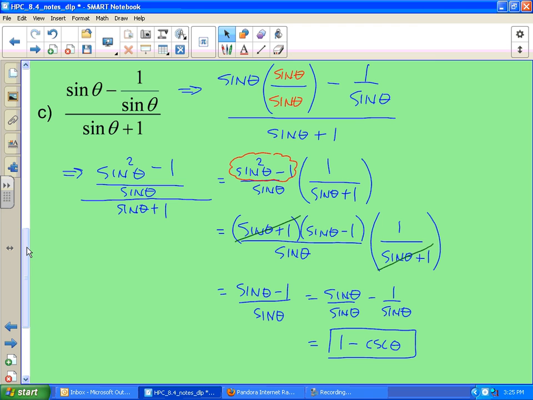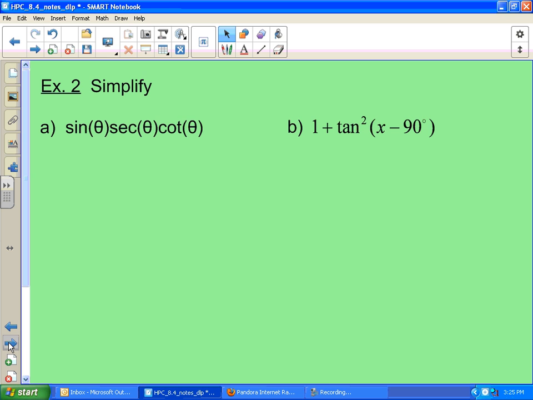Fun stuff. All right, let's pick up the rigor just a little bit more. Sine theta, secant theta, cotangent theta. Again, I don't see any squared things. I don't see any Pythagorean identities. So we're going to go ahead with the whole idea of, let's make everything sine and cosine.